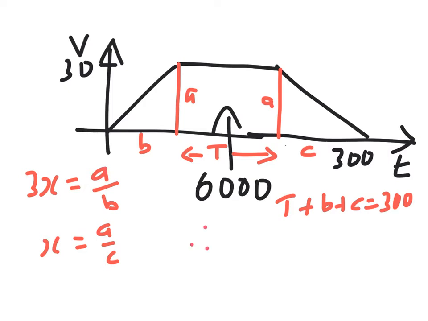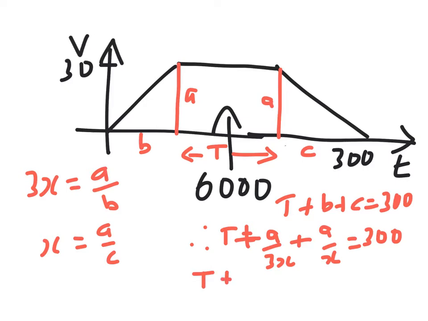So therefore t plus a over 3x, and c is a over x, equals 300. A obviously equals 30, so I get t plus 30 over 3x, that's 10 over x, plus 30 over x, so altogether that's 40 over x, which is 300, as required.